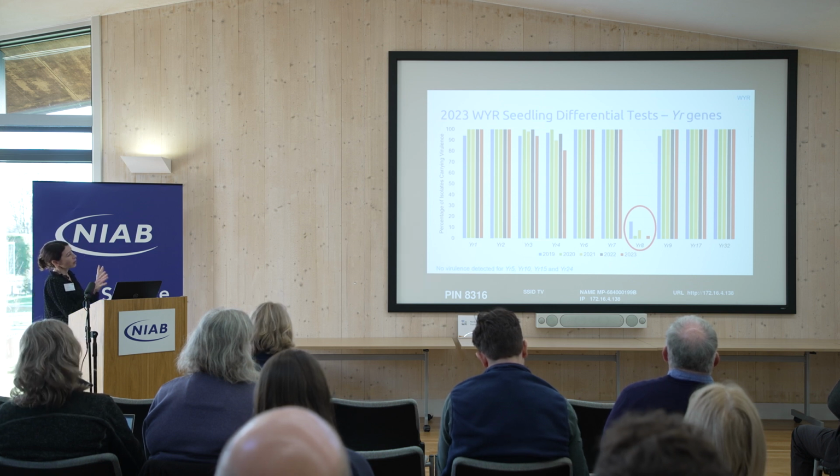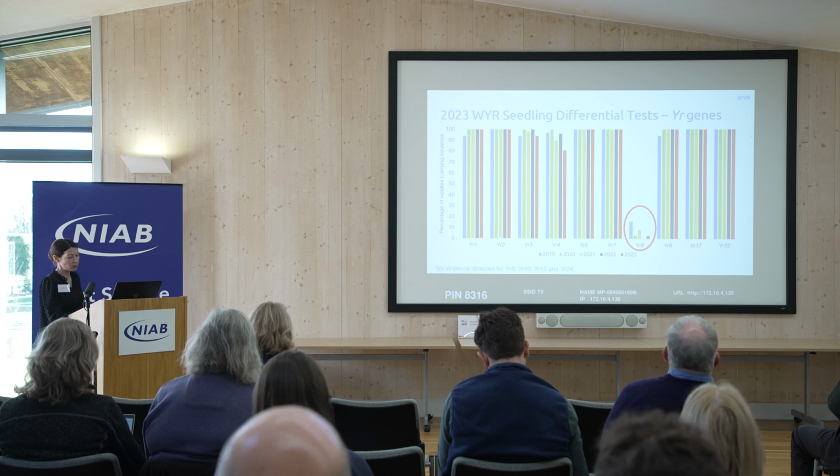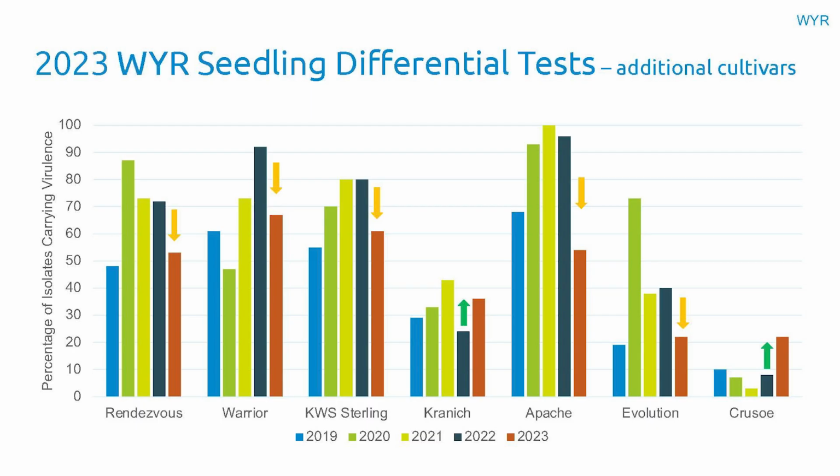So looking at that, you think, well, there hasn't been that much change in the population, but it's not until we actually look at our additional cultivars that we can see much more variation in the isolates that we test. So, as we've been talking about the pathotypes, these are the additional cultivars. When you see the pathotype and it says RE, that means Rendezvous, WA is Warrior, Sterling is ST, and we also have Chronic, Apache, Evolution and Crusoe.